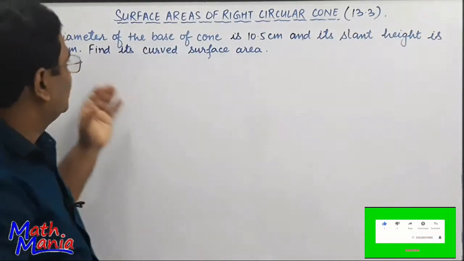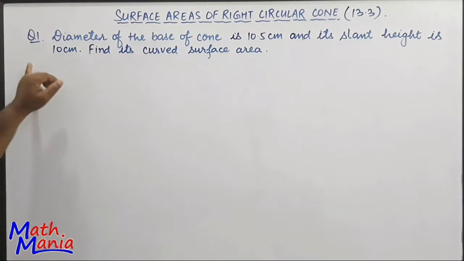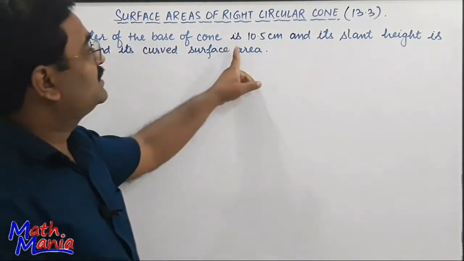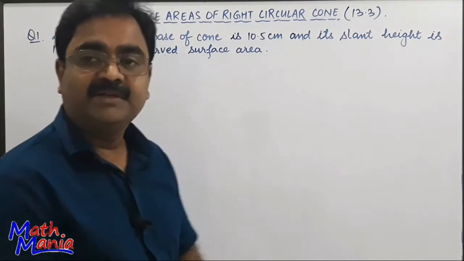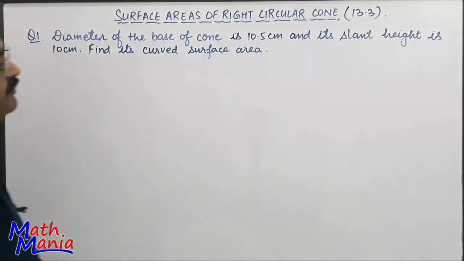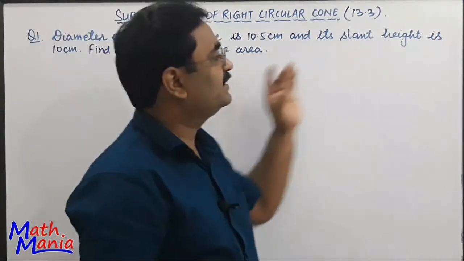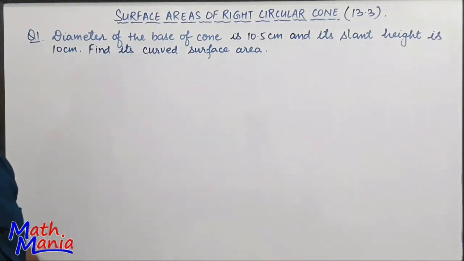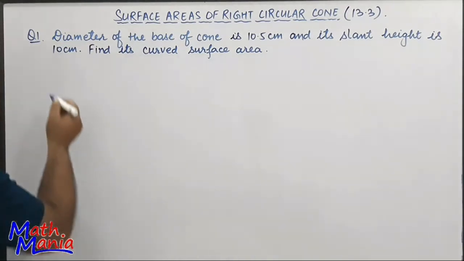In this, let's see question number 1. It is given that the diameter of base of a cone is 10.5 centimeter, and its slant height is 10 centimeter. Find the curved surface area. So let's see the solution of this question.